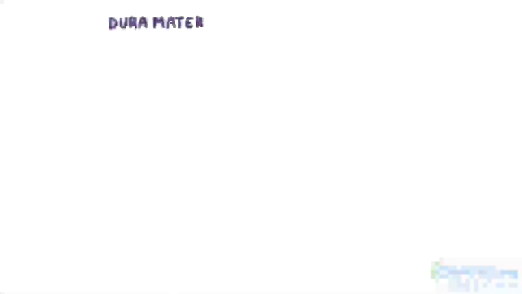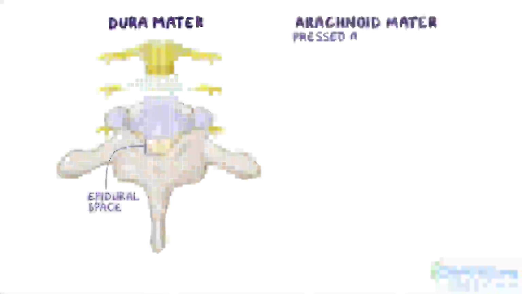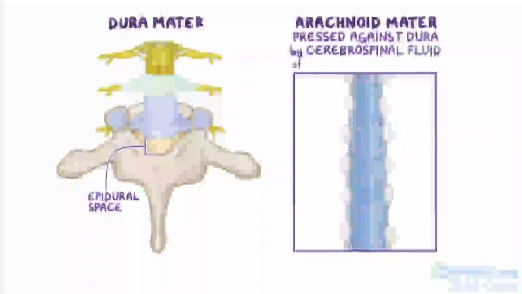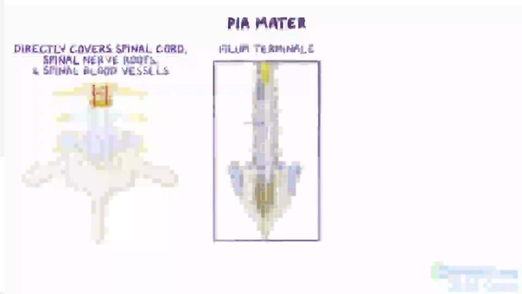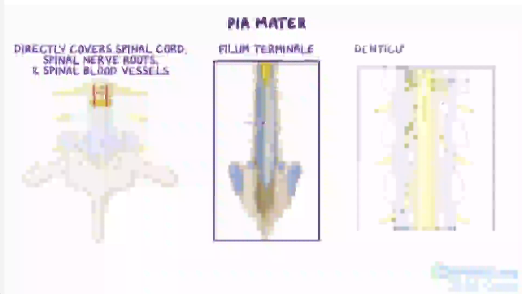The dura mater is separated from the bony walls of the vertebral canal by the epidural space. The spinal arachnoid mater is pressed against the dura by the cerebrospinal fluid of the subarachnoid space. The spinal pia mater directly covers the spinal cord, the spinal nerve roots, and spinal blood vessels. Inferior to the spinal cord, it continues as a fine thread called the filum terminale. Laterally, the spinal pia mater forms extensions along the spinal cord called the denticulate ligaments.